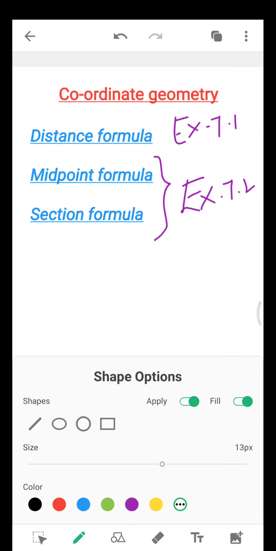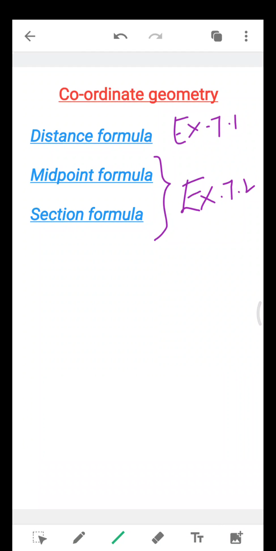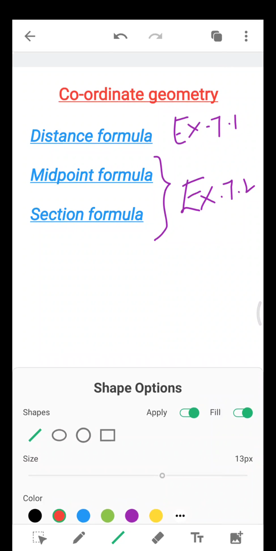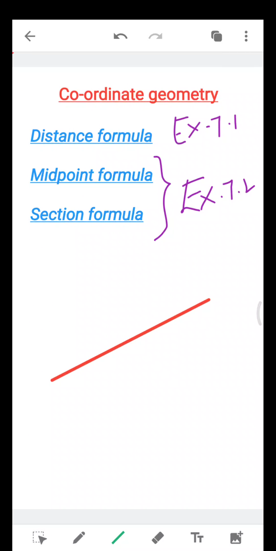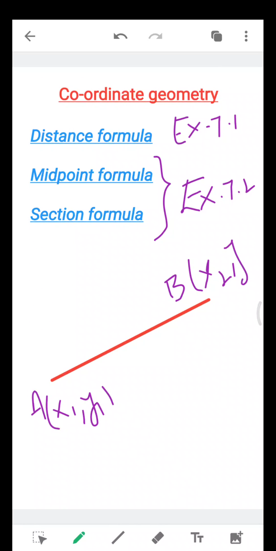So what did we learn in exercise 1? We were given 2 points and we were finding distance between the points, right? We had 2 points, A (x1, y1) and B (x2, y2), and we were finding distance between the points. This was the concept of exercise 1. So we proved different cases in that, whether it formed a square or not, whether it formed a triangle or not. Now these 2 points, we learned how to find the distance between these 2 points by using distance formula.